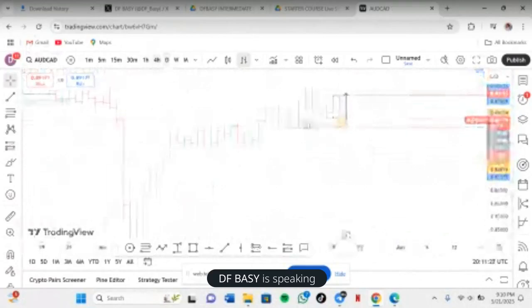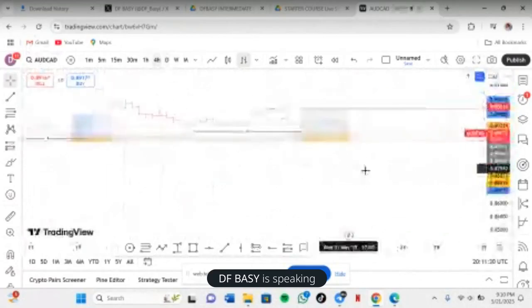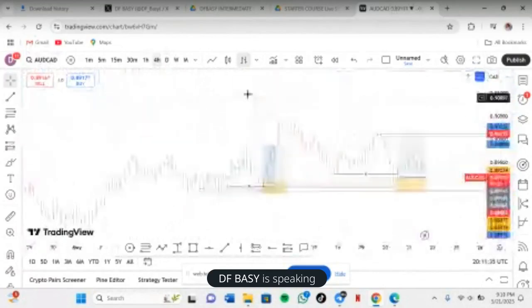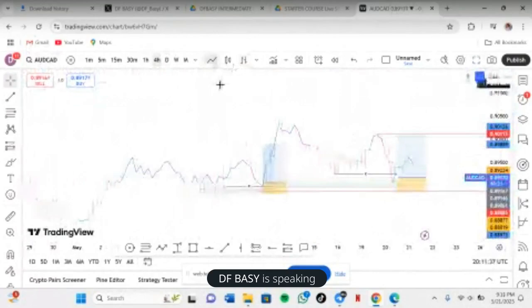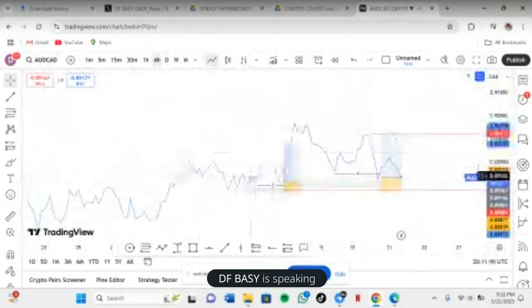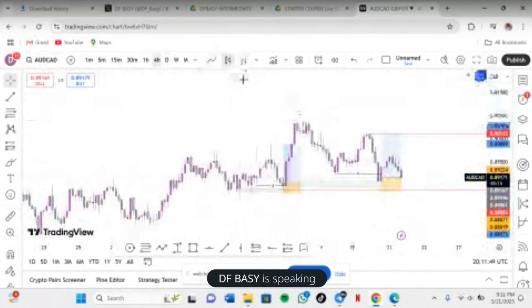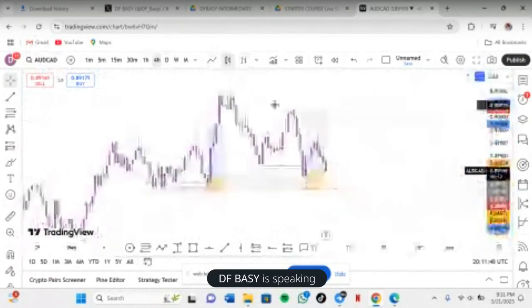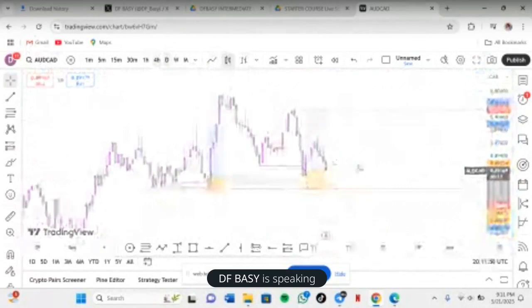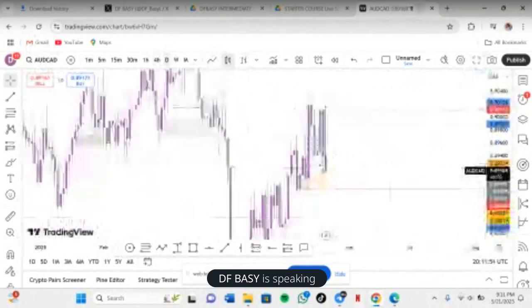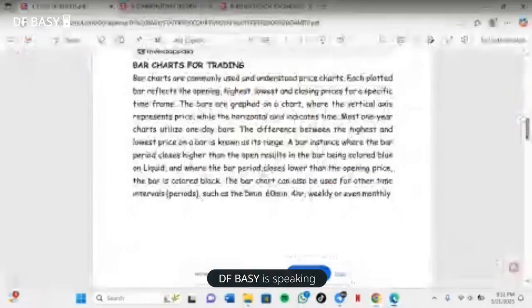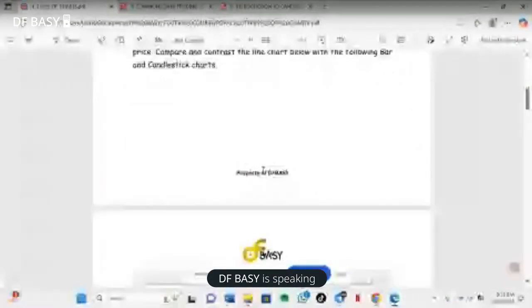All right. So this is the bar chart. It's a type of chart. This is the line chart. So basically, most times I use the line chart, and I also use the bar chart and the candlestick chart. Right? Okay. So now going back, the PDF on the drive contains everything.